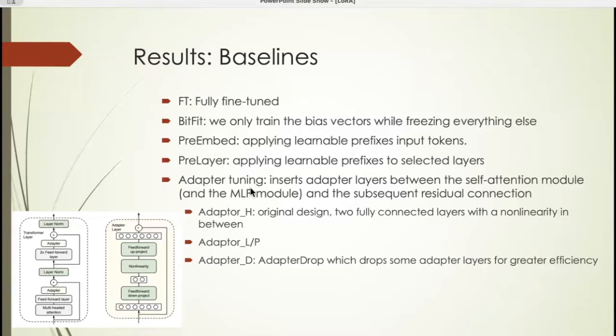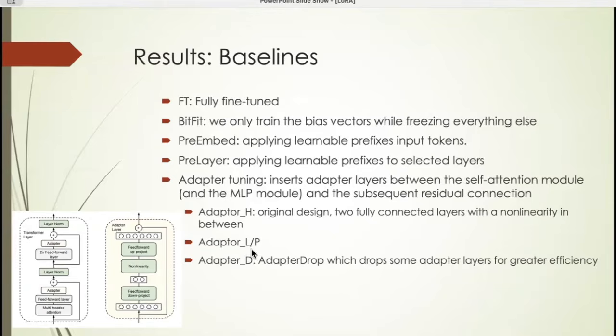And also this adapter fine-tuning is exactly what I have mentioned: adding additional adapter layers to the architecture in the transformer block. The adapter is kept there throughout the training and inference. And in adapter tuning, there are many variants of adapters. If you see the results, they compare adapter H, adapter L, P, and D. The H is the original design, so basically it's this design over here.